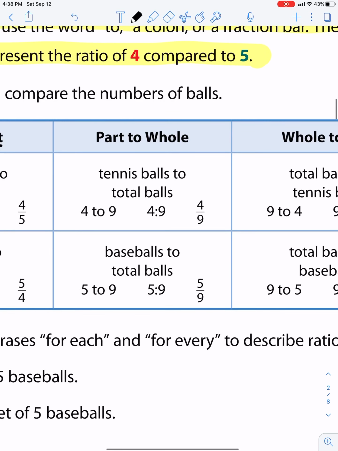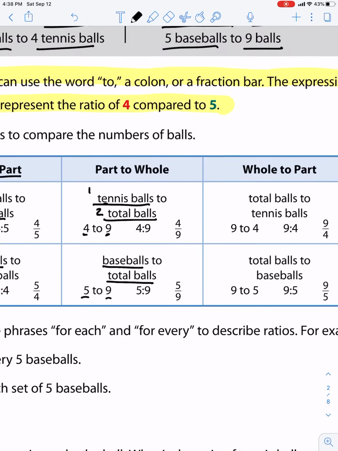Second set is the part to whole, which is exactly what we did on page number 1. Tennis balls to total number of balls. Tennis balls being first, total balls being second. The number of tennis balls is 4. The number of total balls is 9. You can also do that with the baseballs. So baseballs to total balls, 5 to 9. Very simple there.